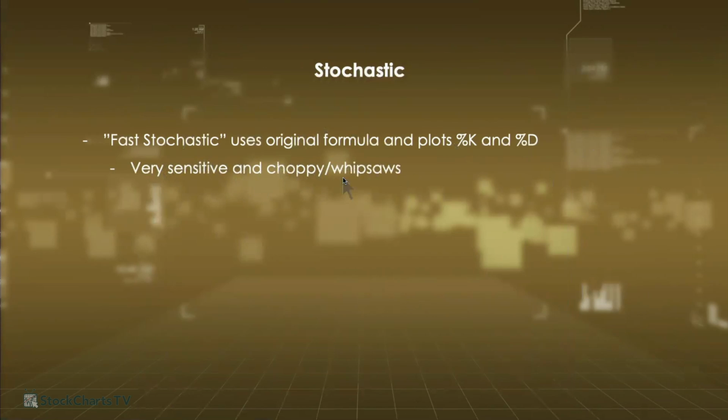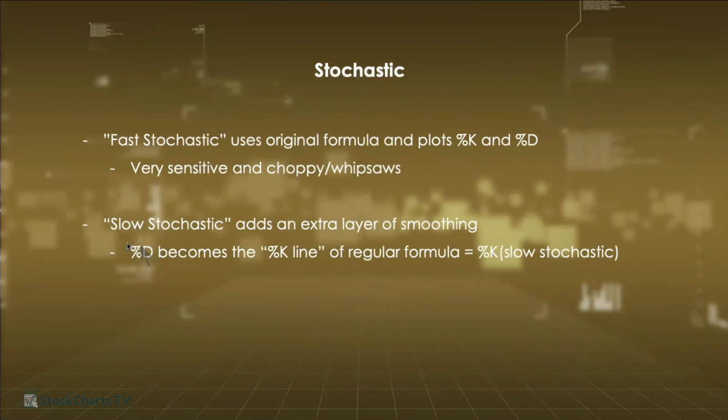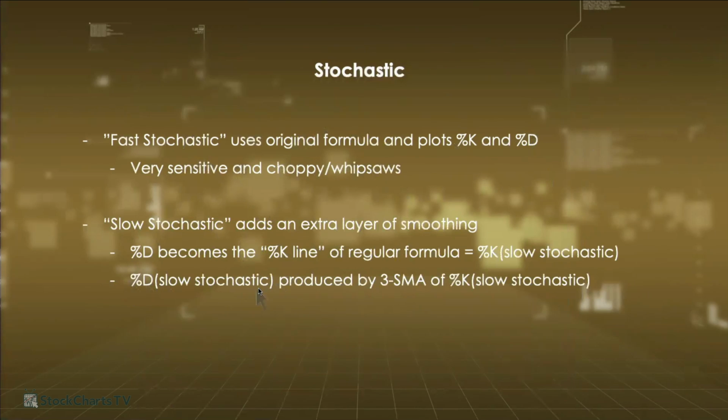It's very sensitive, and it does tend to whipsaw. The slow stochastic adds that extra layer of smoothing. And so %D becomes the %K of that regular formula. So you've got your %K line, which up here was the %D, and then you smooth it one more time to get that new %D. And that's the 3-day simple moving average of that %K of the slow stochastic.